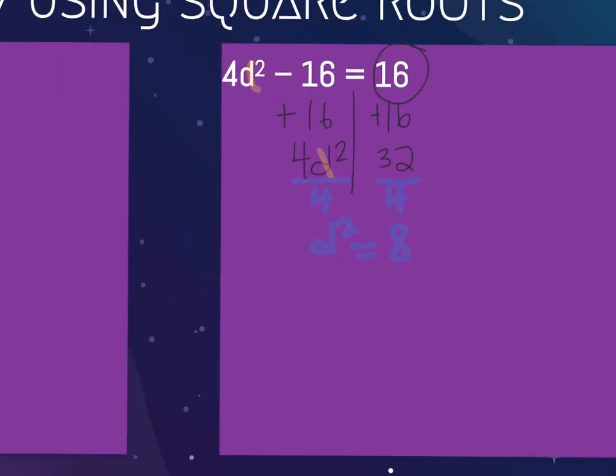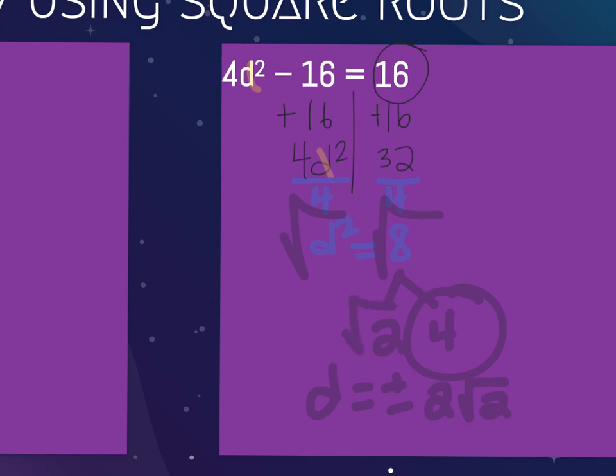Now, we don't know what the square root of 8 is. But what I do know about 8 is that 8 has 2 factors. One is 2 and one is 4. Both of these have a square root, this one for sure. So when I take the square roots, what I end up with is d equals plus or minus 2 times the square root of 2.